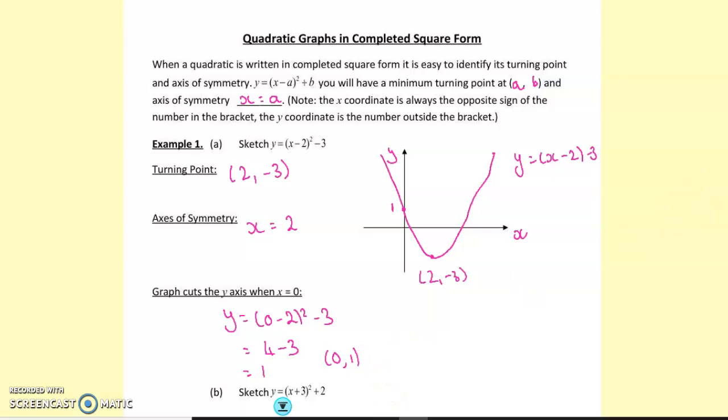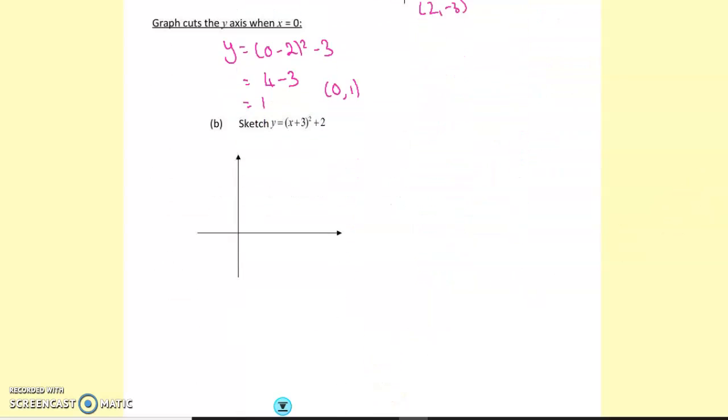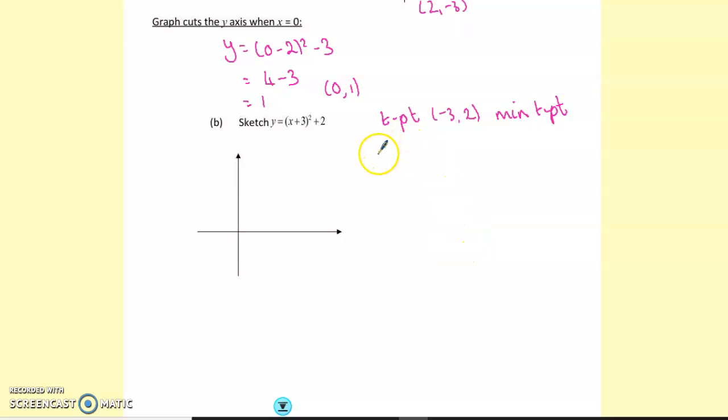Let's try the second one. I want to sketch y equals (x plus 3) squared plus 2. That gives me a turning point of (minus 3, 2). Still a minimum turning point. It's positive x squared. It's going to cut the axis when x equals 0. So x equals 0, y is (0 plus 3) all squared plus 2. 0 plus 3 is 3. 3 squared is 9. Add 2 is 11. So it's going to cross at (0, 11).